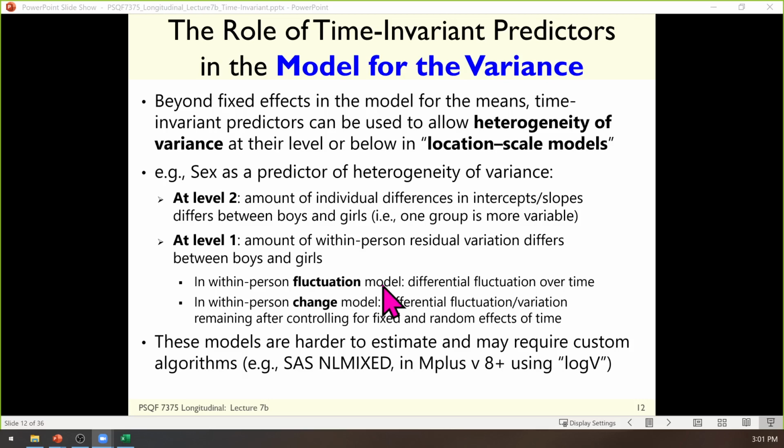These models, by default, give everybody the same residual variance. These models, by default, say everybody would be equally moody. That doesn't seem very plausible. So you could put in predictors that say, I think that older people are going to be moodier than younger people. So I'm going to put in age as a predictor of the residual variance, the amount of inconsistency over time that people show.